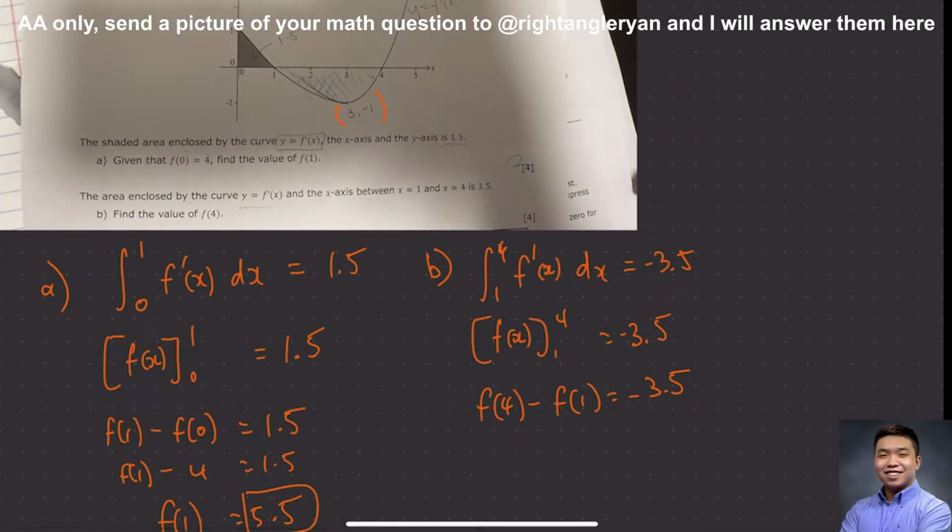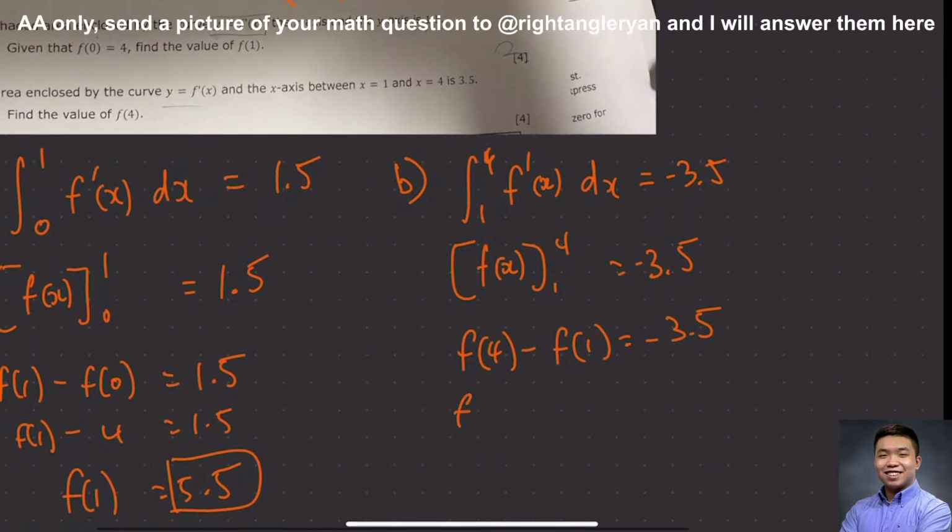If we know f(1) is 5.5, that means f(4) minus 5.5 is equal to negative 3.5. Therefore, f(4) is equal to 2.